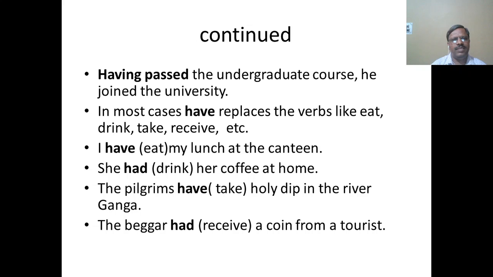So having passed the undergraduate course, he joined the university. Having is also used in some of the sentences. Having passed the undergraduate course, she joined the university. ಅಂಡರ್ಗ್ರಾಜುಯೇಟ್ ಕೋರ್ಸನ್ನು ಪಾಸ್ ಮಾಡಿದ ನಂತರ ಅವನು ಯೂನಿವರ್ಸಿಟಿಯನ್ನು ಸೇರಿದ.